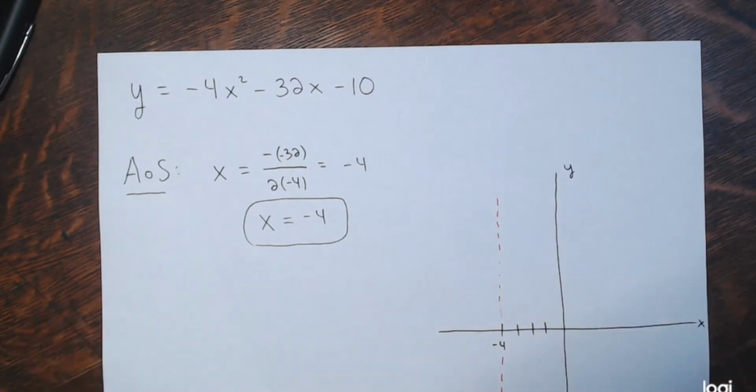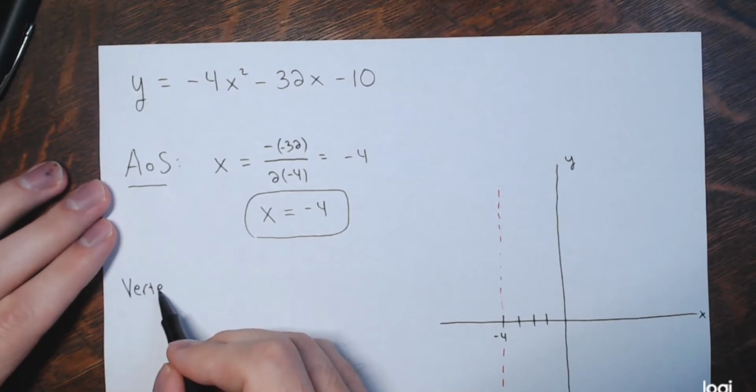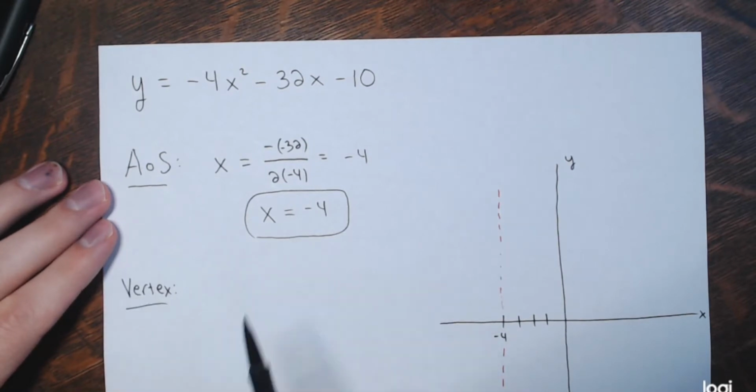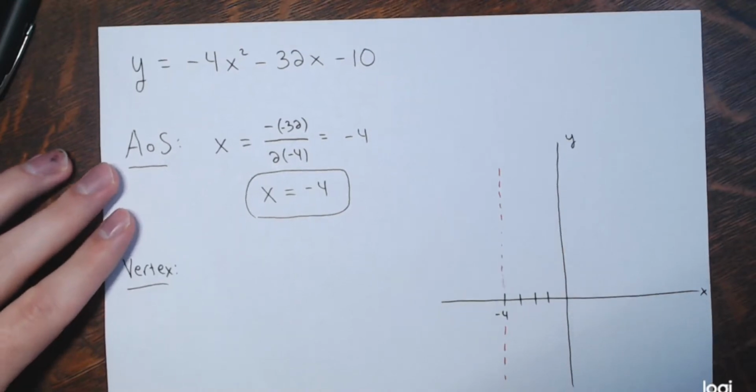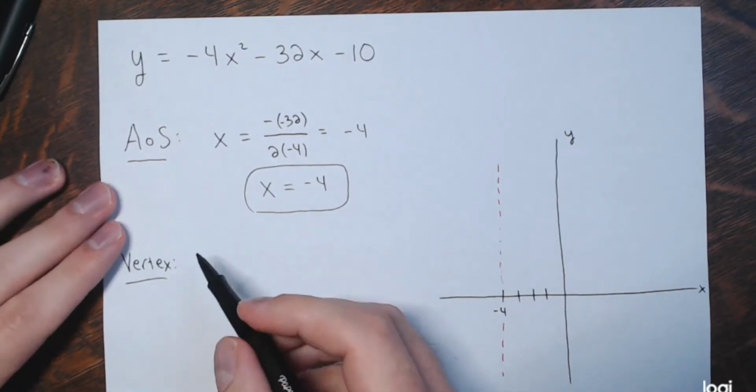And there's the axis of symmetry. And the vertex will be on this, right? Now the vertex, I have the x coordinate is negative 4. I know that much. Now I just plug it in and find y, the y coordinate.